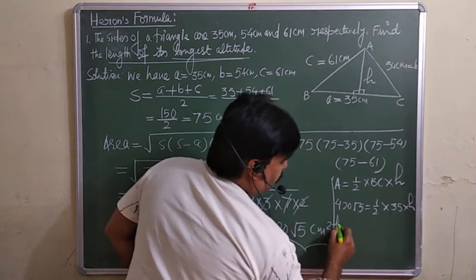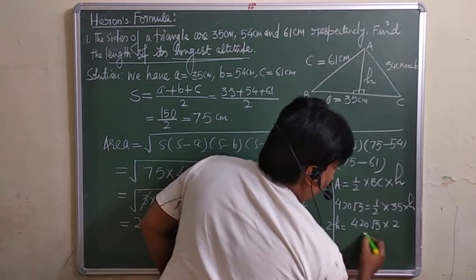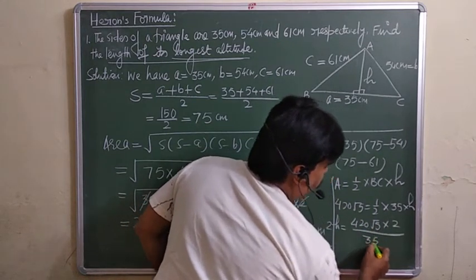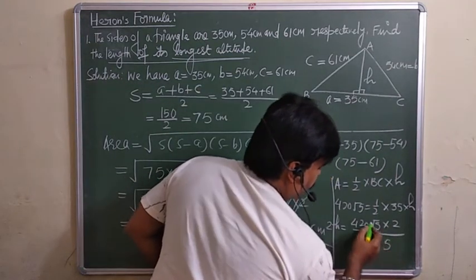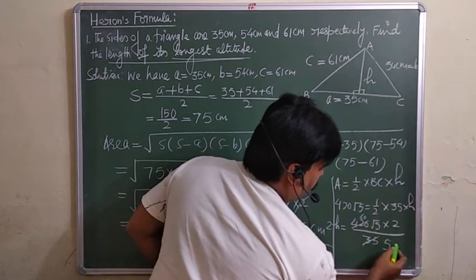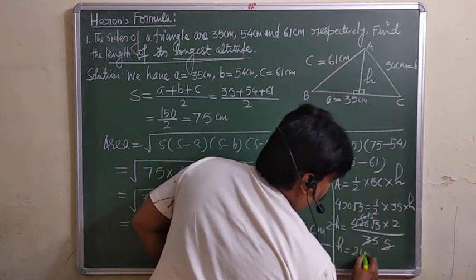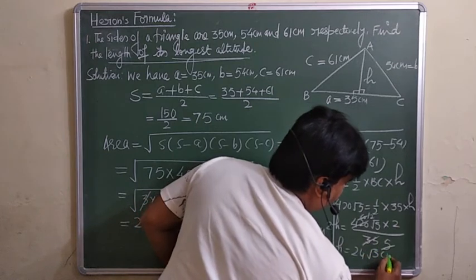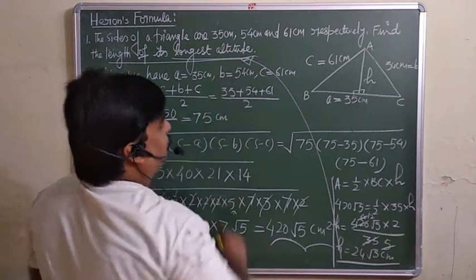So from here H is equal to 420 root 5 into 2 over 35, and you can solve this. 7 5, 60, 12. So H is equal to 24 root 5 centimeter. So this is your longest altitude. Have a look.